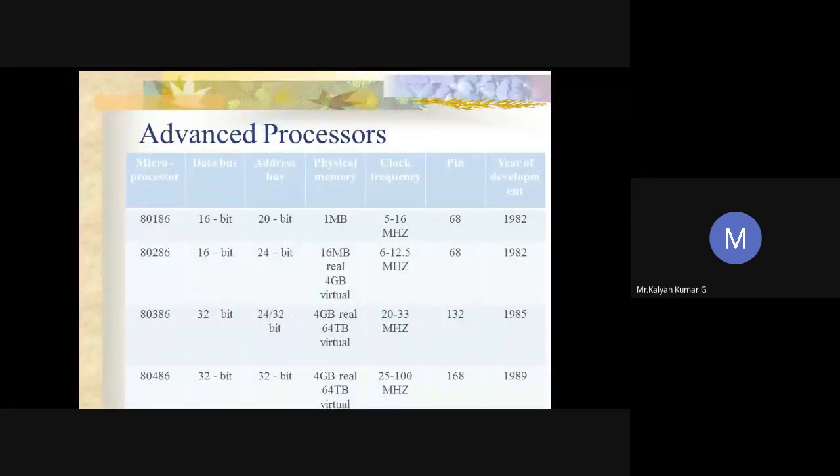And moving on to the address bus, 80186 is almost similar to your 8086, having a 20-bit address bus, and 80286 has a 24-bit address bus. Similarly, 80386 has 24 as well as 32-bit address bus. That I will explain in detail when we discuss 80386. And 80486 has a 32-bit address bus. Correspondingly, you can calculate the physical memory by yourself. 2 power 20 gives 1 MB physical memory. Similarly, you can calculate for the rest of the processors.